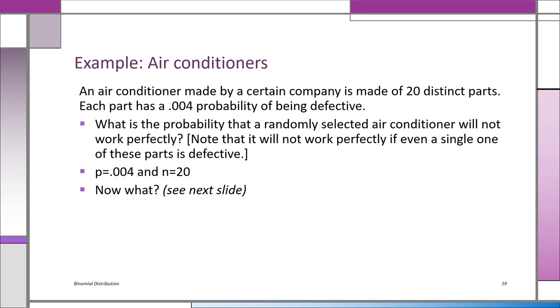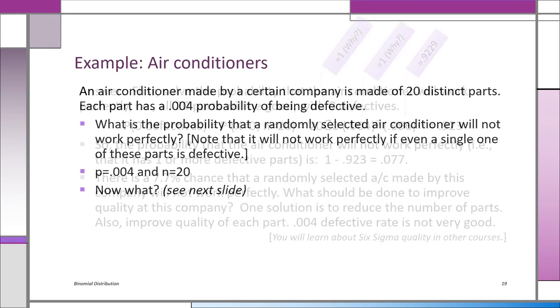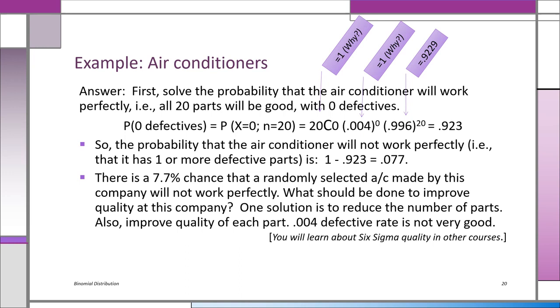All right, so now we know p equals 0.004, n is 20, and I ask you, what is the probability that it won't work well? So you're really looking at anywhere from 1 to 20 defective parts. And I'm going to show you a trick for how to solve this problem. Well, the best way to solve this problem is not to solve it for not working, because what does not working mean? It could have one defect, it could have two, three, four, five, and certainly won't work well if all 20 parts are defective.